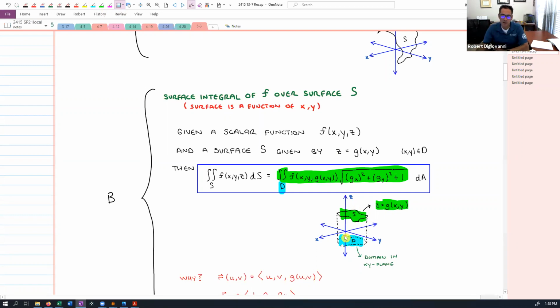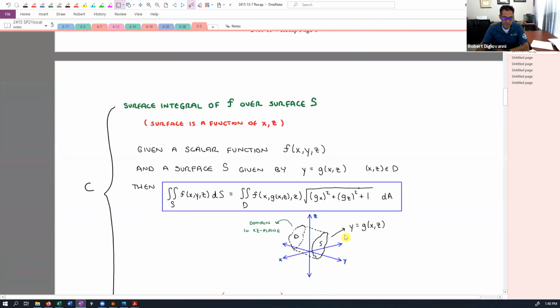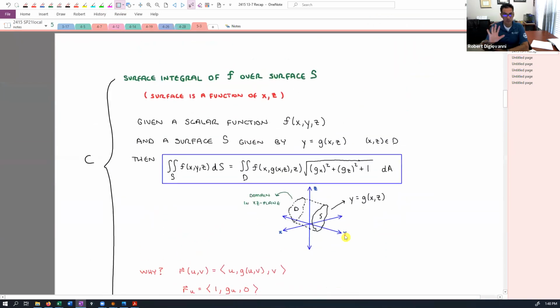Here's the new thing. What if this time your surface is sideways? In other words, y is a function of x and z. So the surface is out here this way, where the shadow cast onto the xz plane is your domain. Then D is the restrictions here in the xz plane, and then this is your surface. And here's how it simplifies.